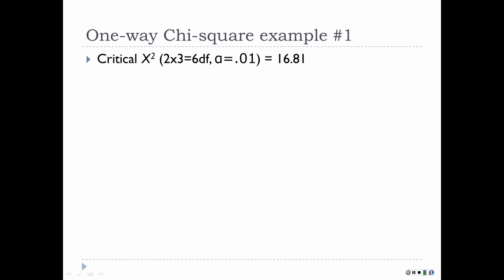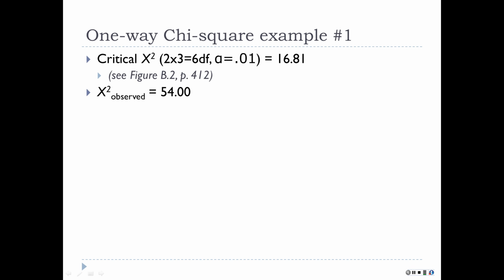The degrees of freedom is 6 because there are 3 columns, minus 1 is 2, and 4 rows, minus 1 is 3. So 2 times 3, 6 degrees of freedom, and we decided alpha is 0.01. So the critical chi-square is 16.81. We got to beat that.